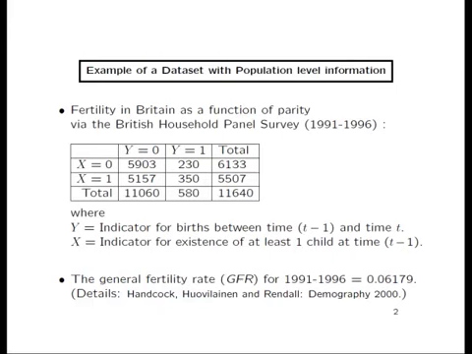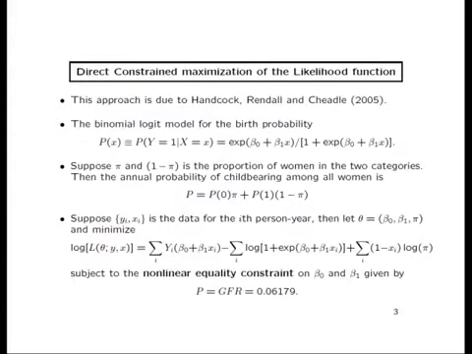In addition, we have simple information about the general fertility rate. We know the general fertility rate over the period in which the survey is actually taken. So we have the survey information, we have population level information, and the basic idea is how to combine these two. Well, here's a simple way to actually do it. We'll consider, again in a stylized way, a simple logistic regression model for the birth probability. We'll write that down here.